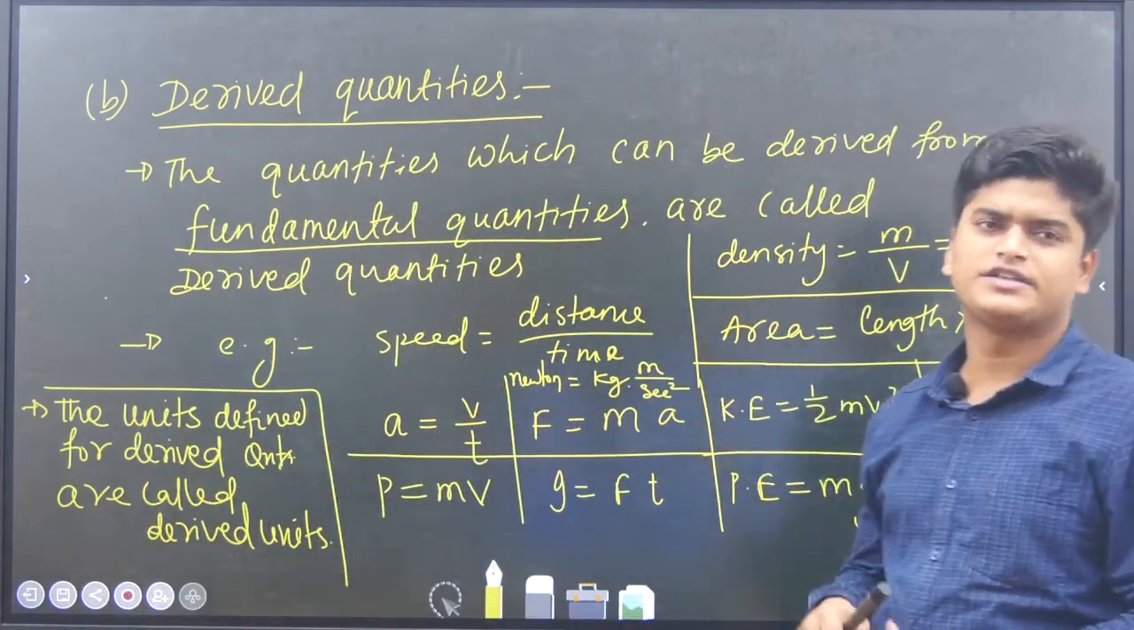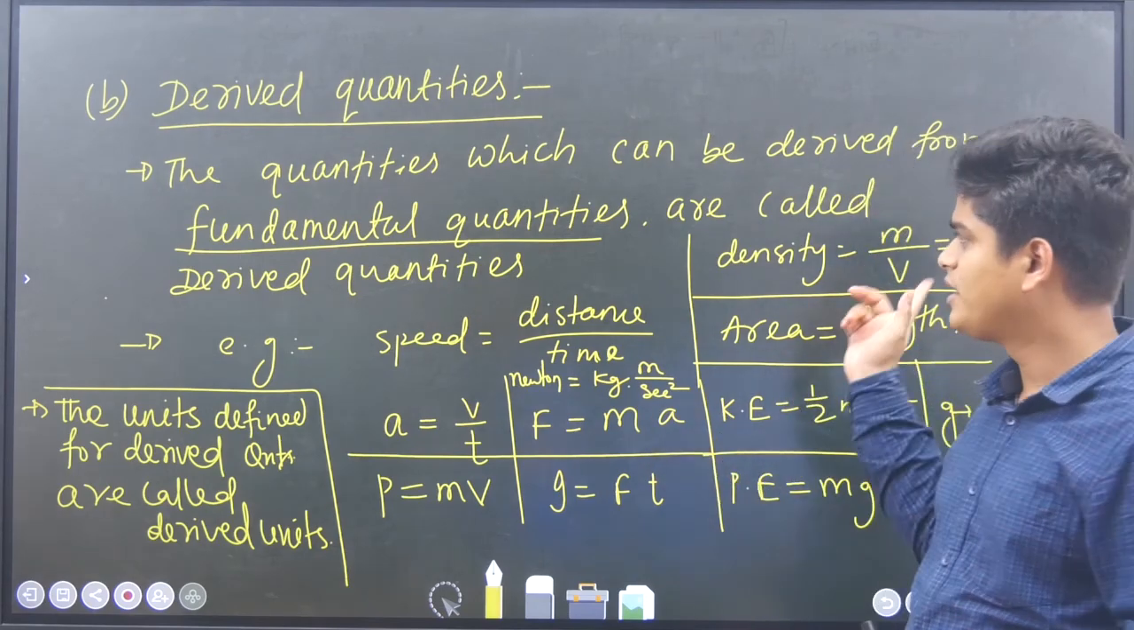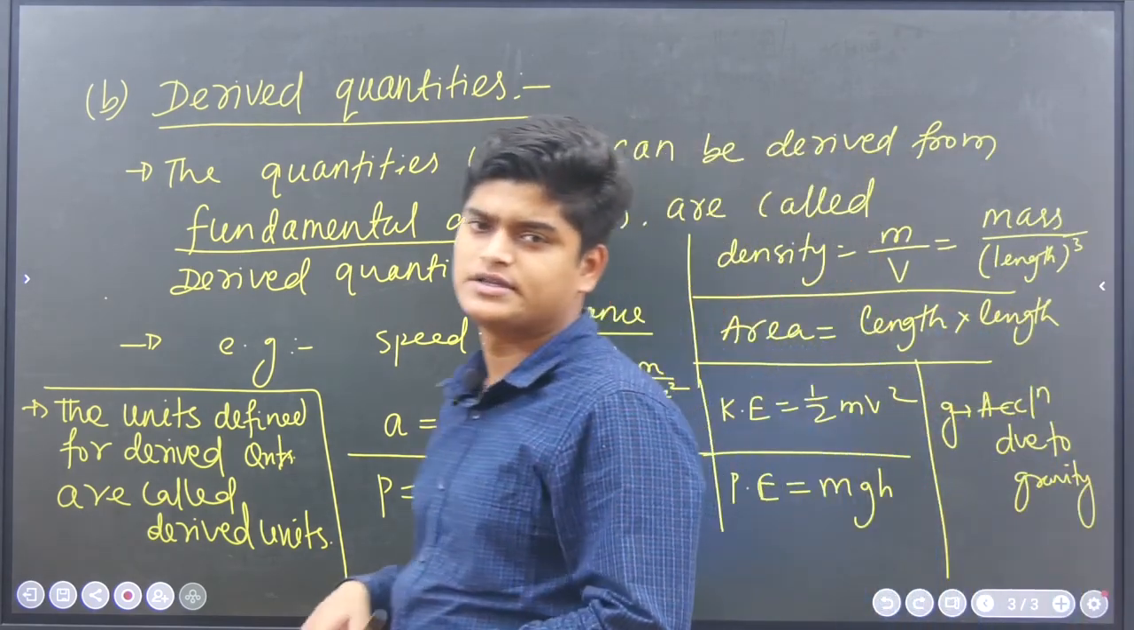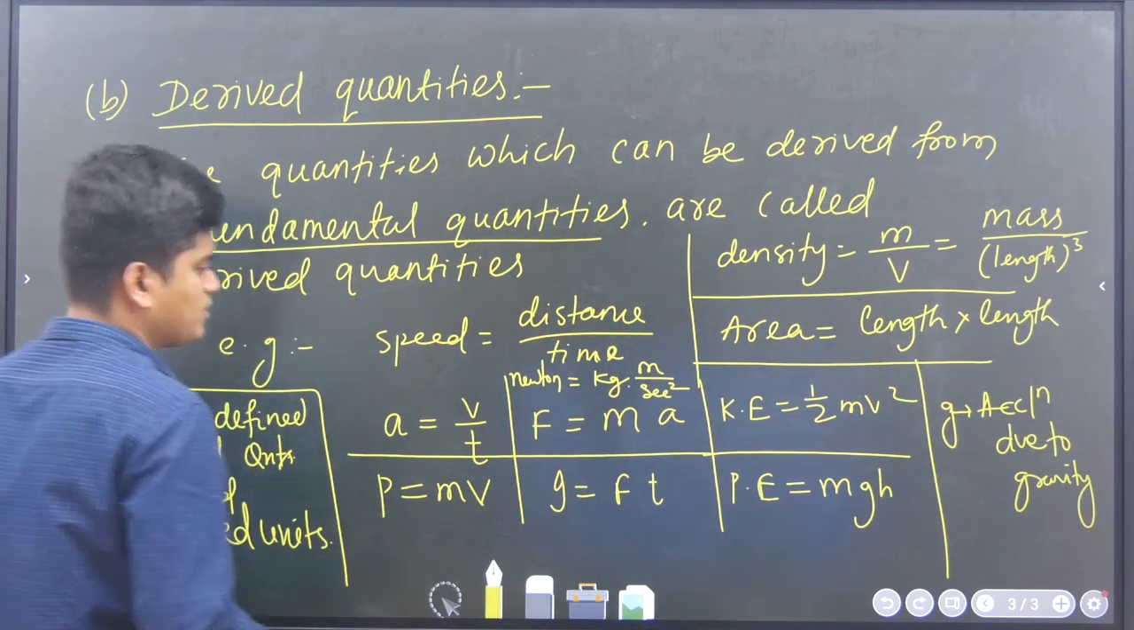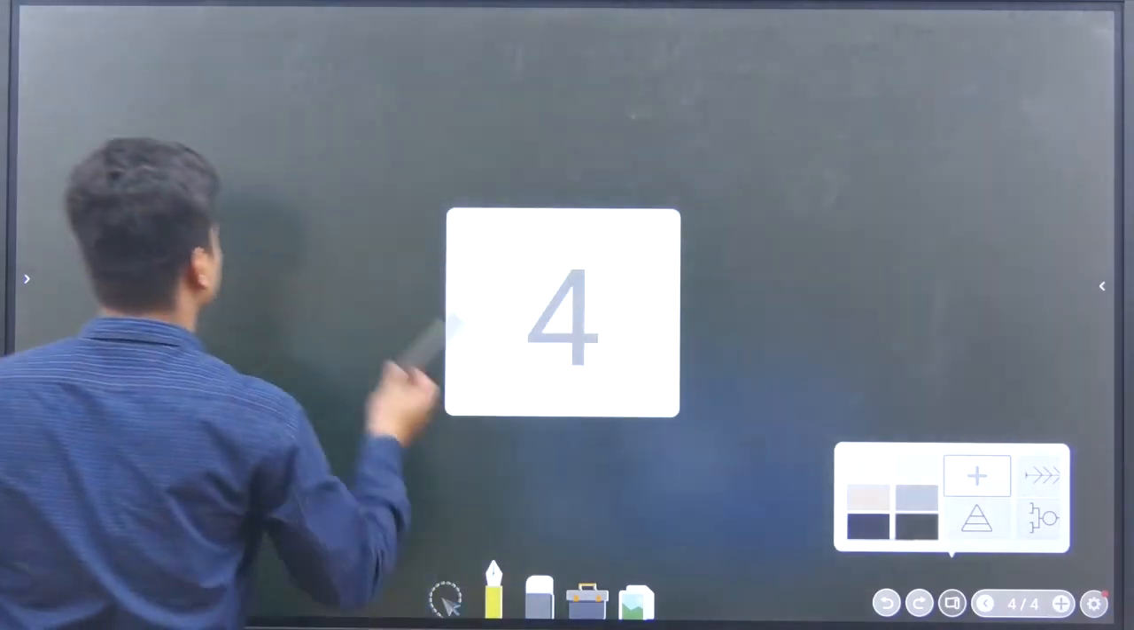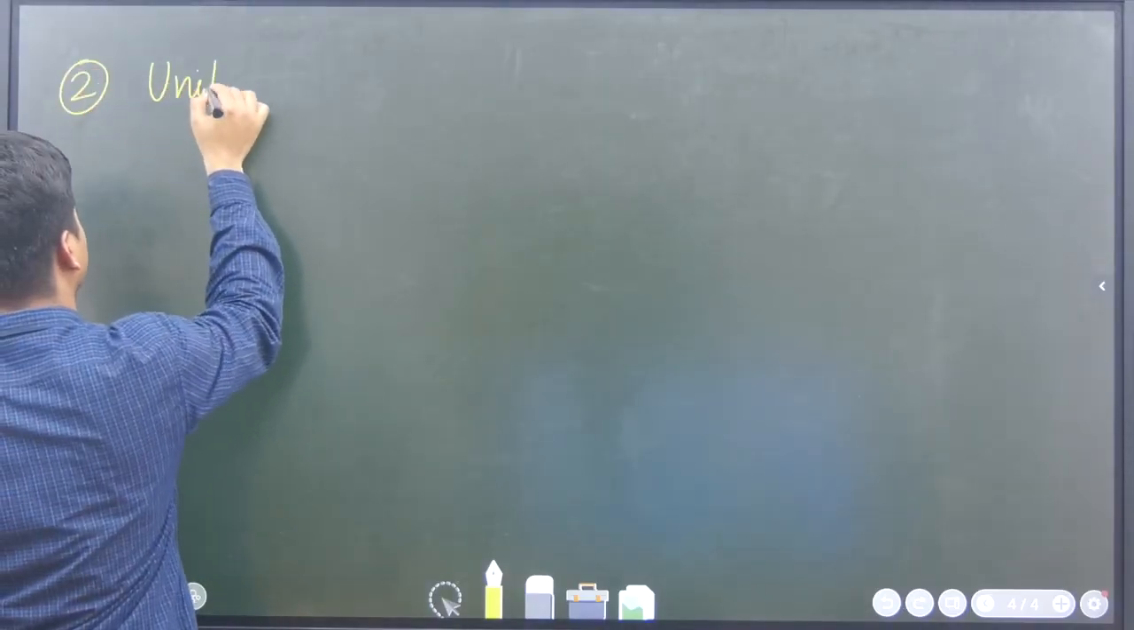So, we will understand what the unit system is, and after that we will go to derived quantities and all. Okay. Now, I hope you are getting a little idea about this. Now, the next thing we will go for is units. Now, understand what units are. Next, number 2, that is units.